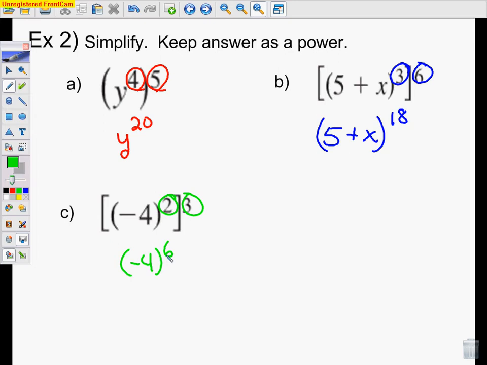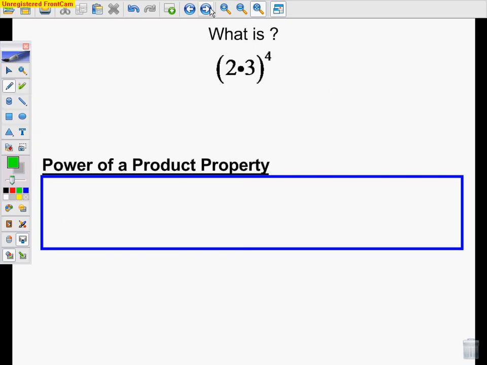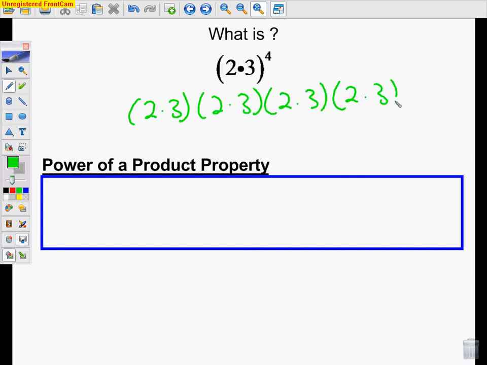Okay? Great. Next, 2 times 3 raised to the 4th power. Now, if I was to expand this out, you would say, okay, well, 2 times 3 to the 4th power is like having 2 times 3 being multiplied by itself 4 times. So that leaves us with how many 2's? Well, 1, 2, 3, 4. So that's 2 to the 4th. And how many 3's? Well, that's 1, 2, 3, 4.